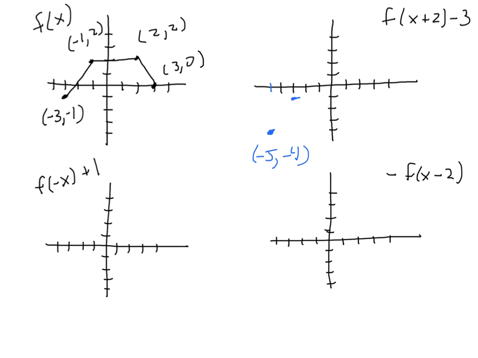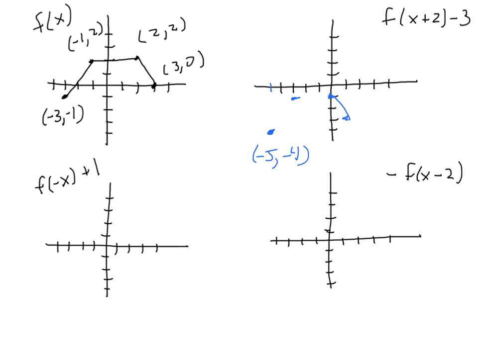Now I have the point 2, 2. I'm going to start at 2, 2, move it to the left 2 units, and then go down 3 units. So that's going to put me at the point 0, -1. And finally, I take the point 3, 0. I'm going to go to the left 2 units, and go down 3. And it's going to put me at the point 1, -3.